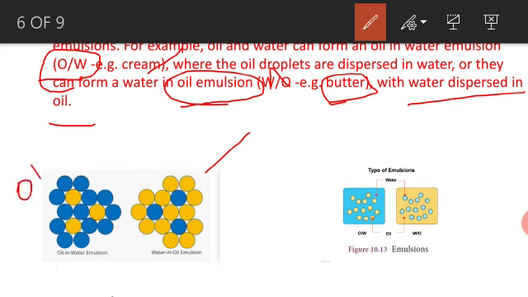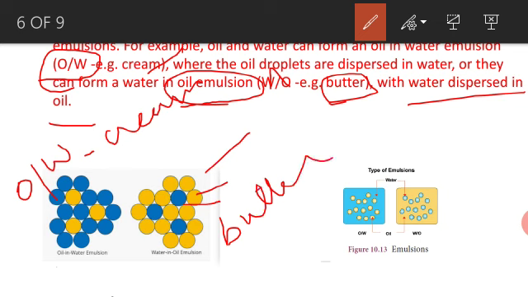Here, oil mixed with water. The water is the dispersion medium. Oil is the dispersed phase. For example, cream. This is cream. Next, water in oil. Water molecules mixed in oil. Here the water molecules are the dispersed phase. Oil is the dispersion medium. For example, butter. This is the structure of the types of emulsion.